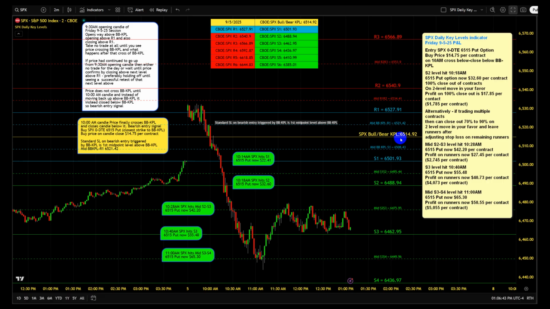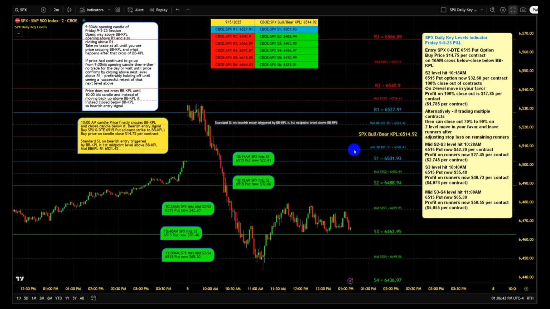How you utilize this particular level is, at the beginning of the session, you wait to see either a cross above and close above that level, or a cross below and close below that level, before taking a trade entry. The levels above the Bull Bear KPL, otherwise known as the BBKPL, are your take profit levels on bullish entries. The levels below are your take profit levels on bearish entries, both of which are triggered from this BBKPL level.